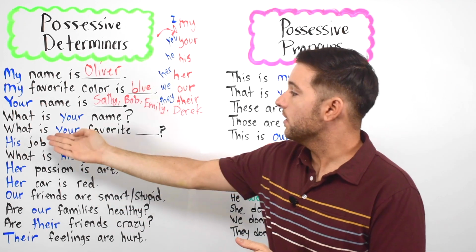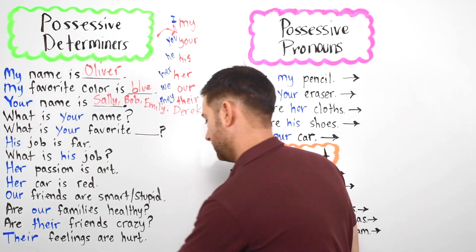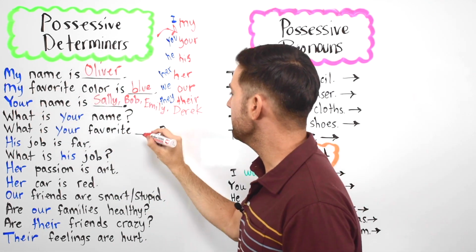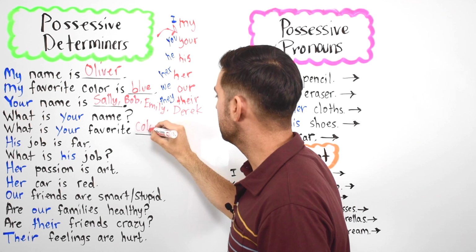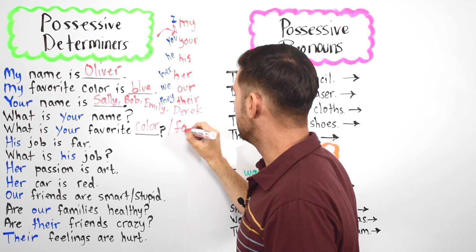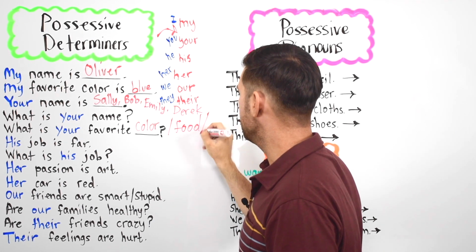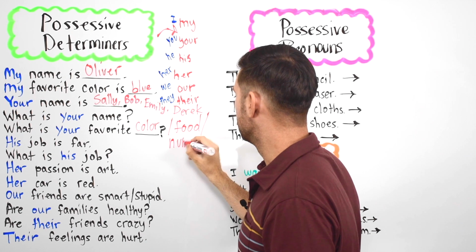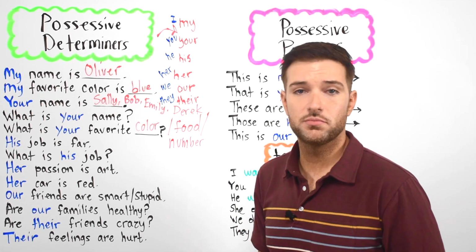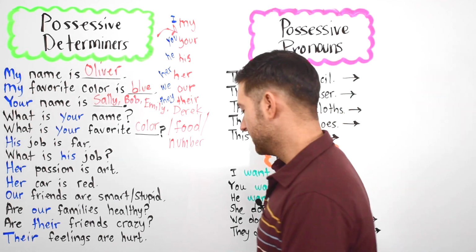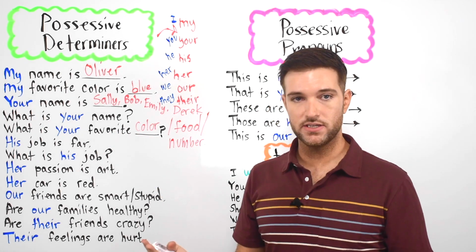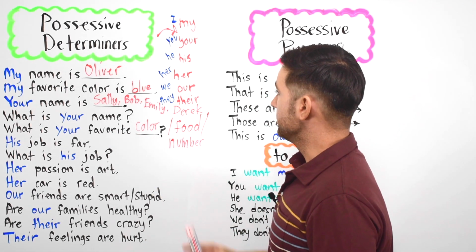Or I can say, what is your favorite, and then blank spot. So what is your favorite? Here we have color, right? So I could say, what is your favorite color? C-O-L-O-R. What is your favorite color? Or you could say, what is your favorite food? Okay, what is your favorite number? Okay, like 1, 2, 3, 4, 5, 6, 7, 8. What is your favorite number? Everybody has a favorite number, I think. So you can ask, what is your favorite something? And it's pretty easy. Let's go ahead and we'll move on to his.